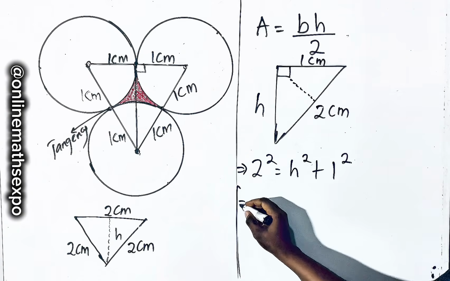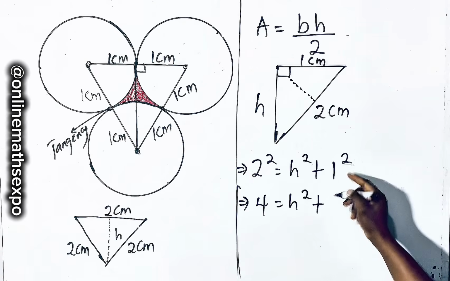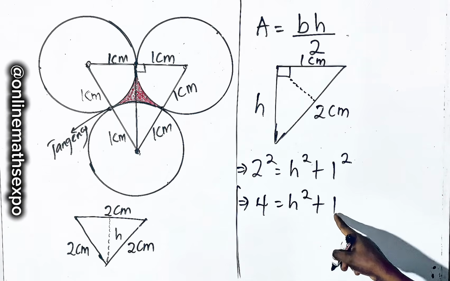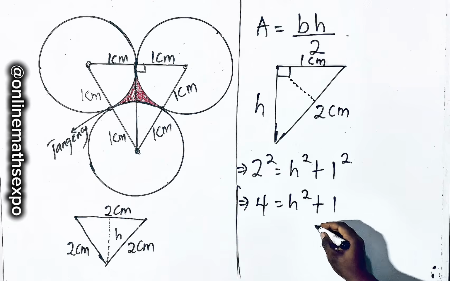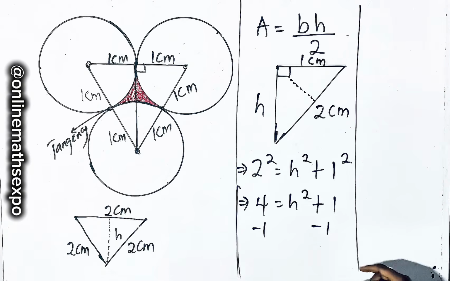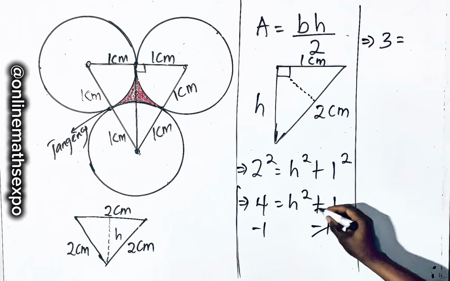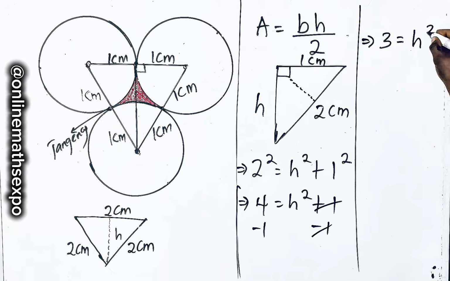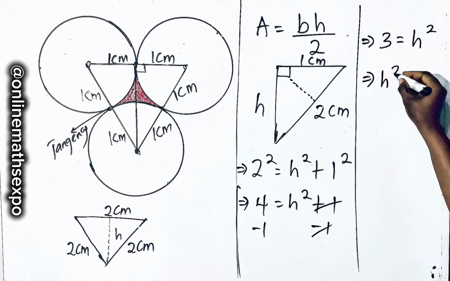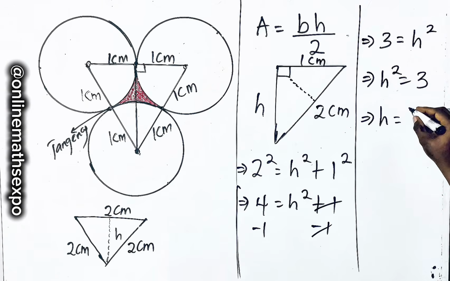Keep solving. We now have 2 squared, which is 4, equal to h squared plus 1 squared, which is 1. What do we do? Subtract this because it's positive. If you subtract 1 from both sides, we now have 4 minus 1, which is 3, equal to h squared. So it means that our h squared is equal to 3. Then h, to remove the square, you take the square root. You take the positive and negative.